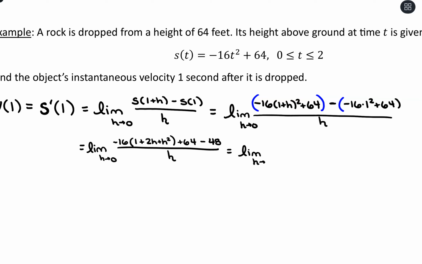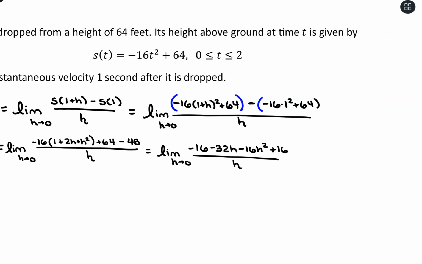Distribute the negative 16 through. So we'll have negative 16 minus 32h minus 16h squared. And then let's see, 64 minus 48 is a positive 16, all over h. And simplifying some more, the constant should cancel out, so negative 16 plus 16. And we could divide out an h, which will leave us with a negative 32 minus 16h.